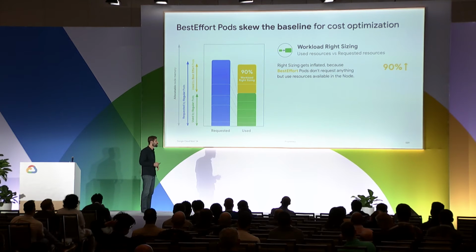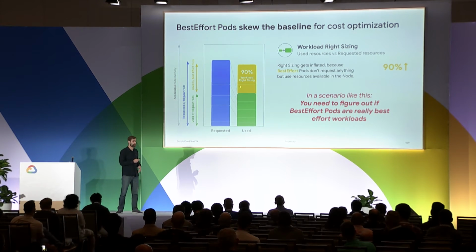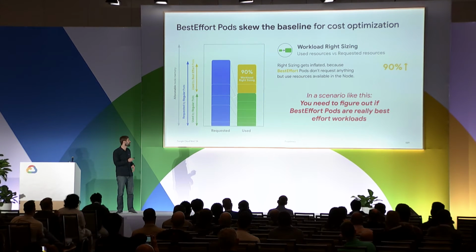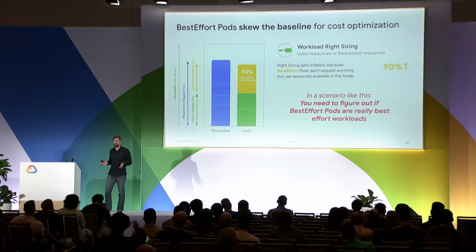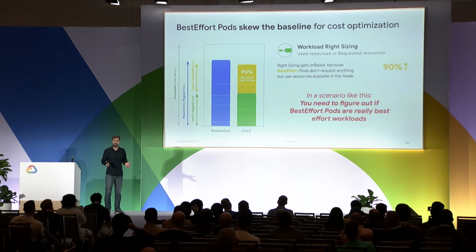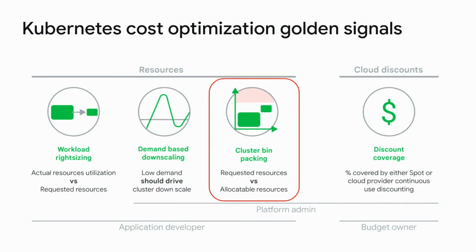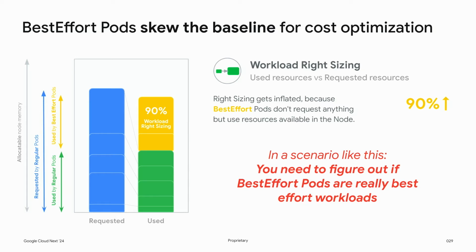The challenge is when we don't understand what is running in the best effort workloads. Are they really best effort? Can they receive a Q minus 9 right now? If they cannot, this number is basically inflated.